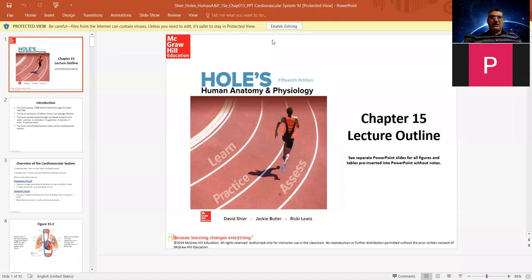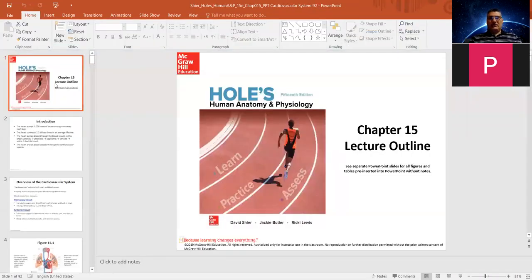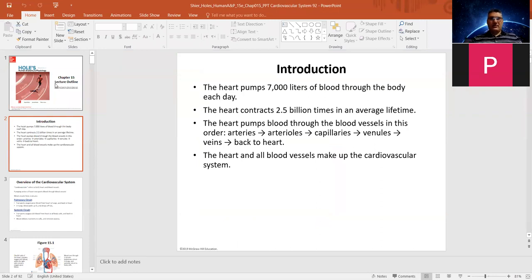Okay, so the next chapter here is chapter 15, which is the cardiovascular system. And the cardiovascular system, obviously, cardio means heart, vascular means vessels, and vessels means arteries and veins. What's the difference? Arteries take the blood away from the heart. Veins take the blood back to the heart.